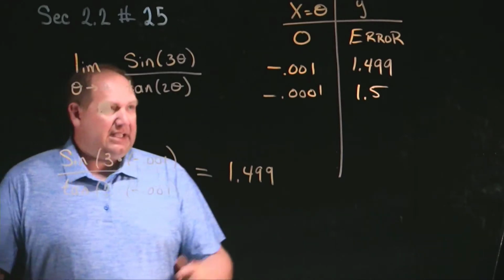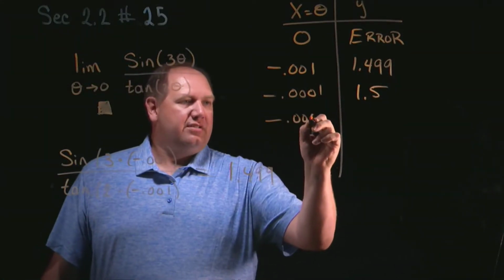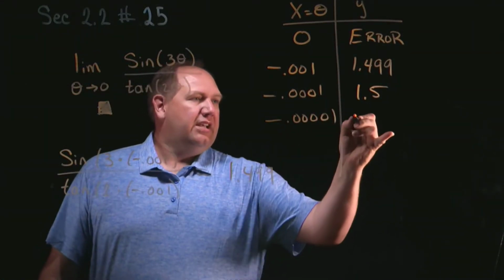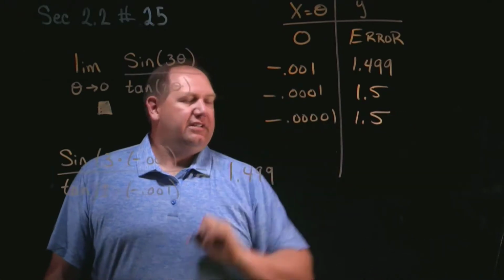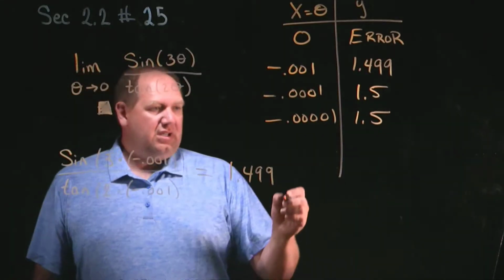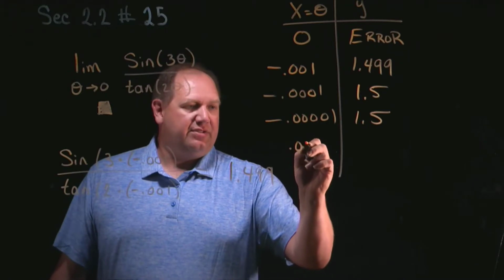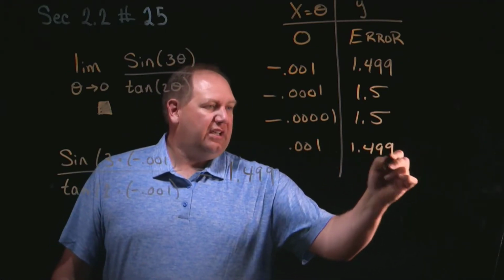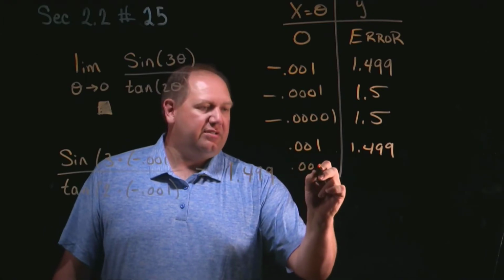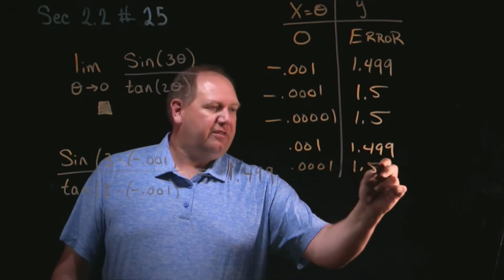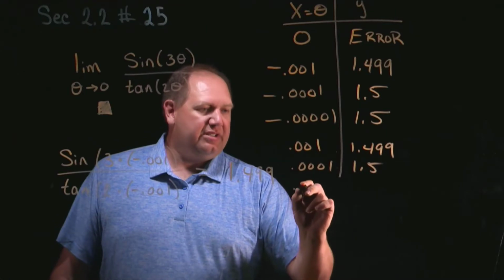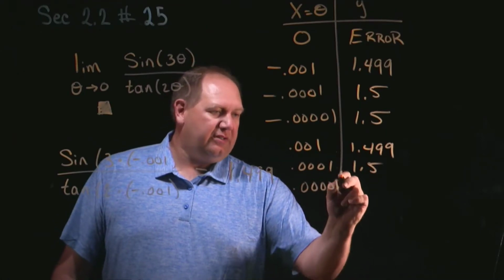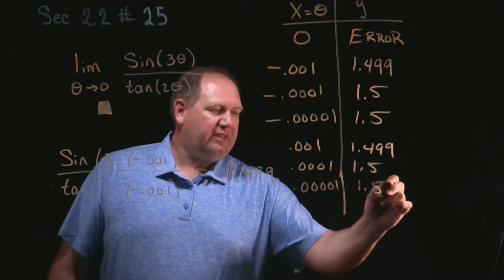I also tried negative 0.00001 and evaluated it on my calculator. So I tried the positive cases, so 0.001, and I got 1.499. I tried 0.0001, and I got 1.5. And I tried 0.00001, and I also got 1.5.